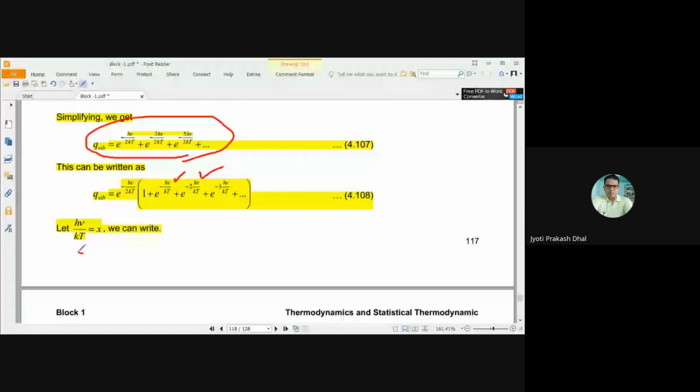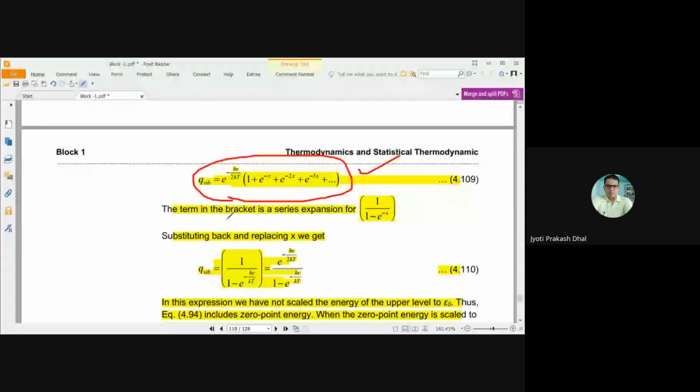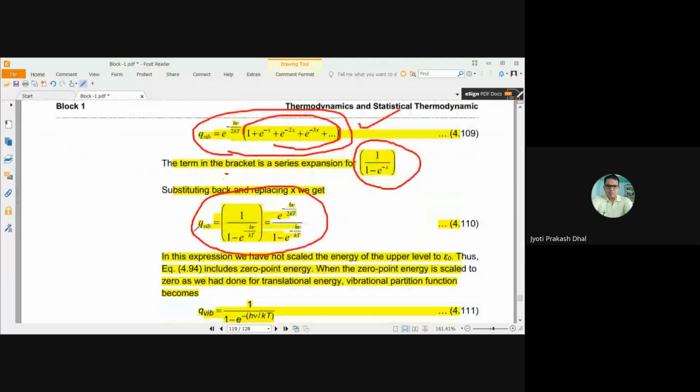So here if we put h nu by kT equal to x, we can rewrite the above. And here the term in the bracket can be solved as 1 by 1 minus e to the power minus x. Now substituting these values, we can write q vibrational equal to e to the power minus h nu by 2kT whole divided by 1 minus e to the power minus h nu by kT.